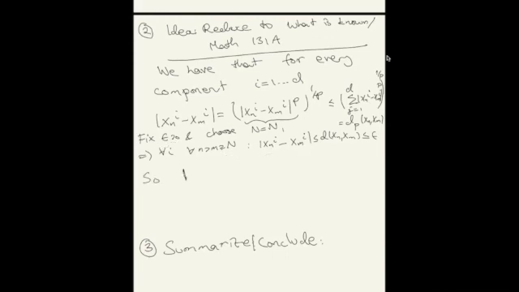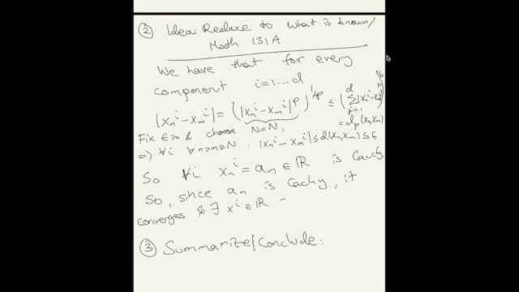So for every i, x_n^i, the sequence of real numbers, let's call this a_n now, to emphasize this is a sequence of real numbers, is Cauchy. Now, a Cauchy sequence converges. So since a_n is Cauchy, it converges. So there exists an x_i in the real numbers so that component-wise, these vectors converge.